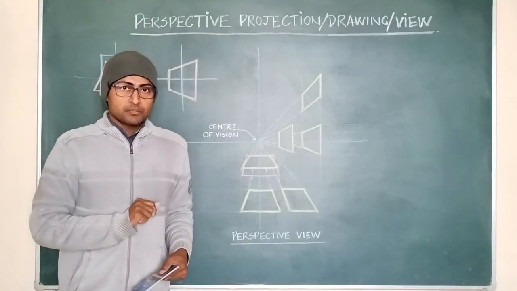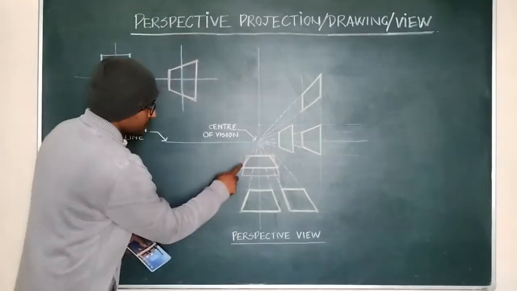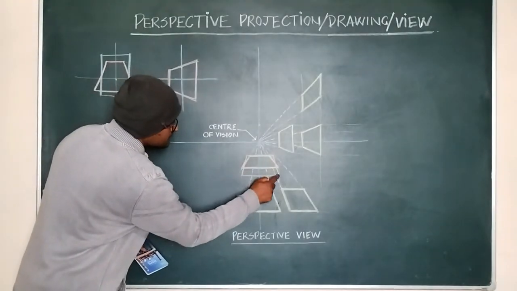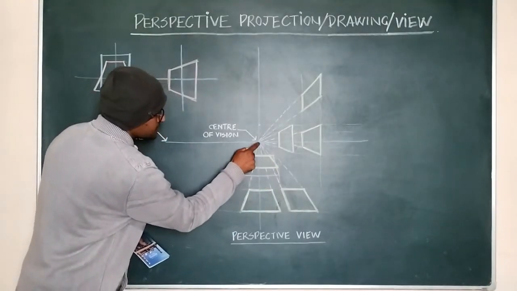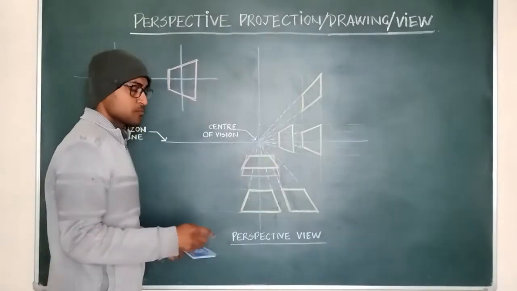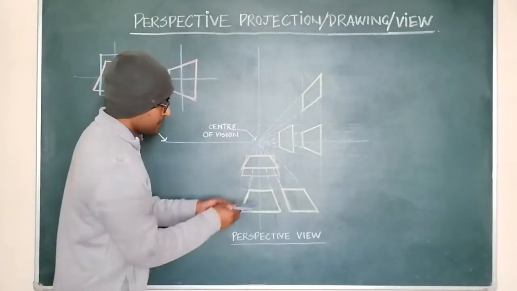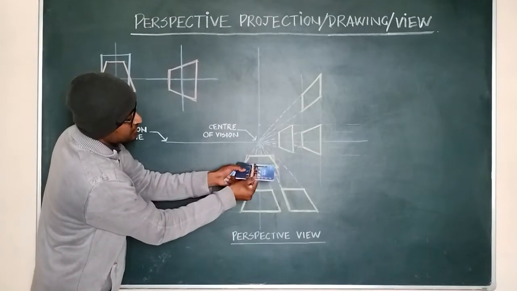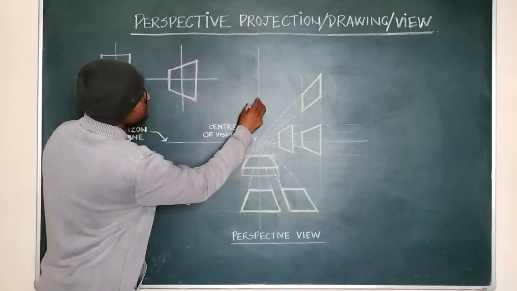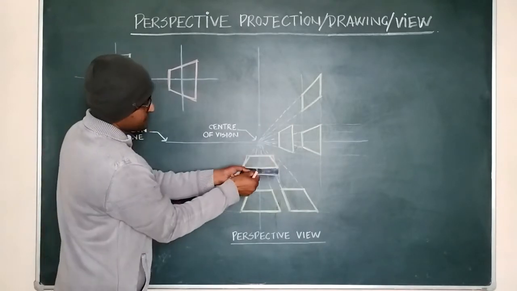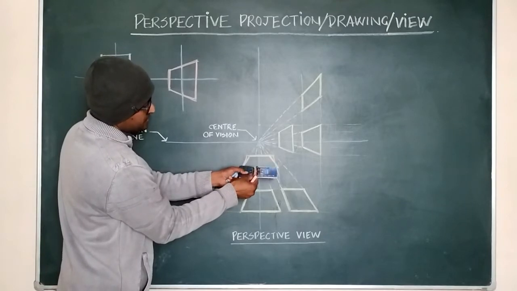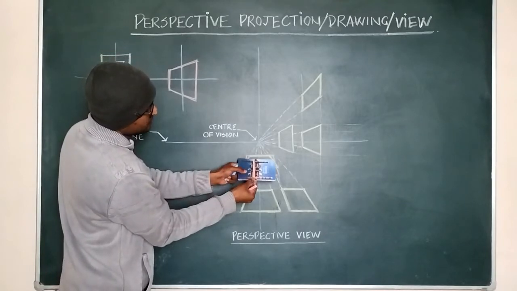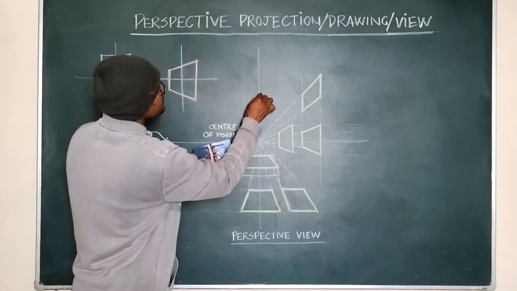Now the perspective view of the plane will look like something like this. Now these lines are not going to merge at the center of vision because these lines are no more perpendicular to the picture plane. I am putting my plane something like this. Now this is going to merge somewhere here. If I rotate a little bit more, then the center of vision will be somewhere here.